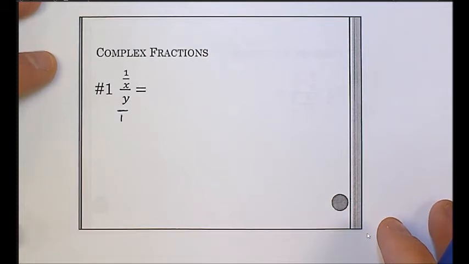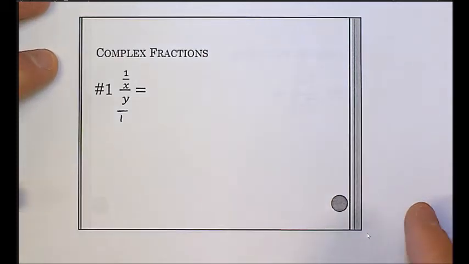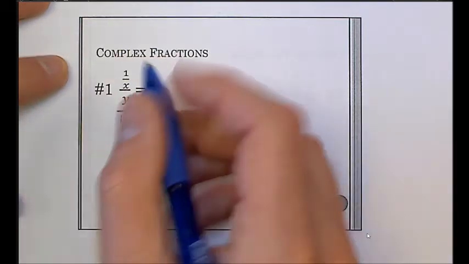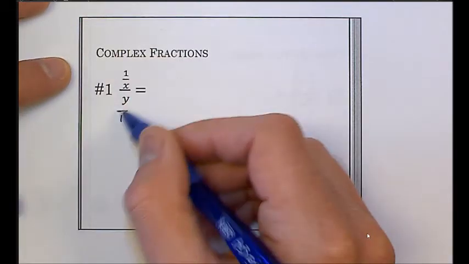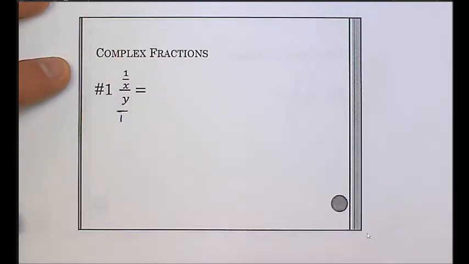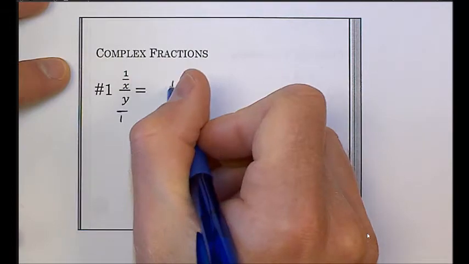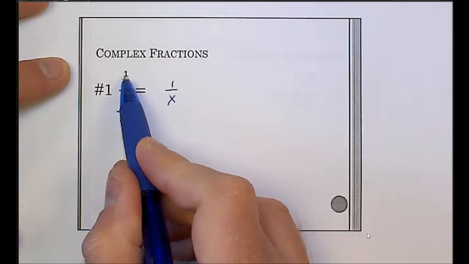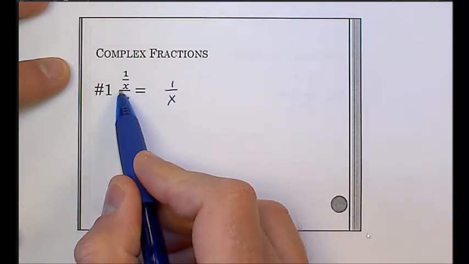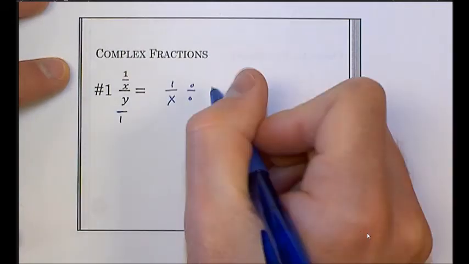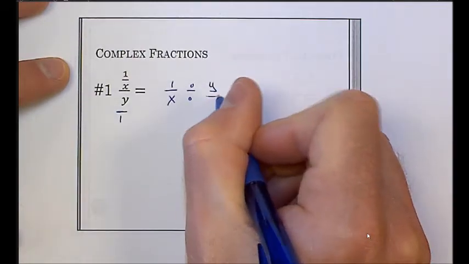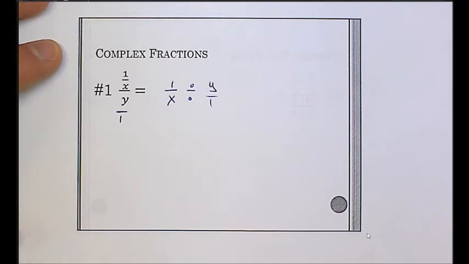Now, the first thing that a lot of students will do, and a lot of teachers will teach, is to rewrite this problem and think of it in a way that you have been exposed to before. In other words, this. Really what this is saying is 1 over x divided by y. And so what have we done? What did we do in lesson 6?